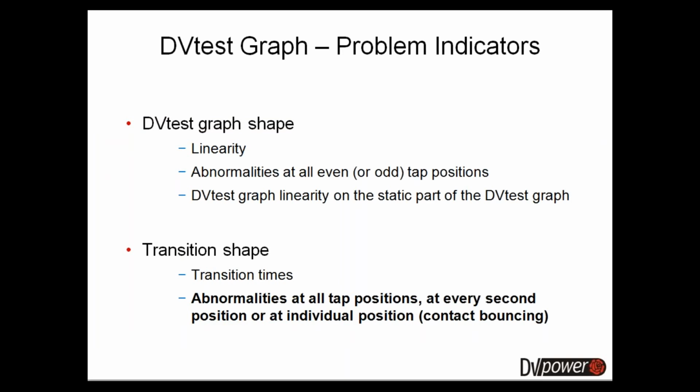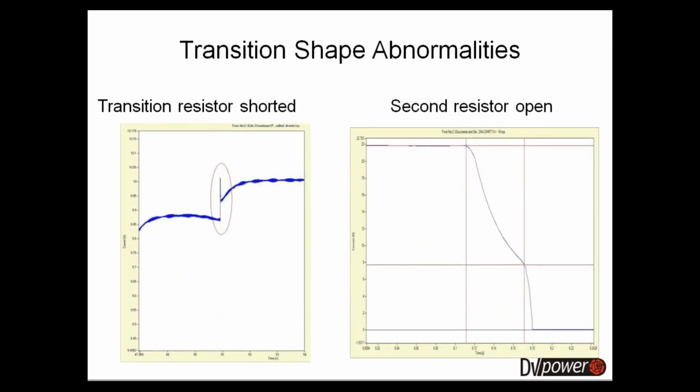And finally, you can look at abnormalities visible in individual zoomed-in tap position, either on individual ones or every second one or contact bouncing, and it can look a little like this. This zooming in is very useful to detect various types of problems because you can see issues such as shorting out of one transition resistor, or one resistor being completely open and opening the circuit down to zero. So all of these issues can be easily seen when you focus individually on the graph.